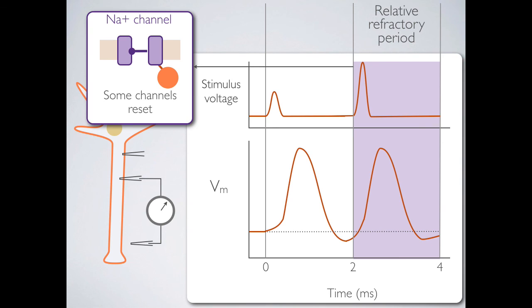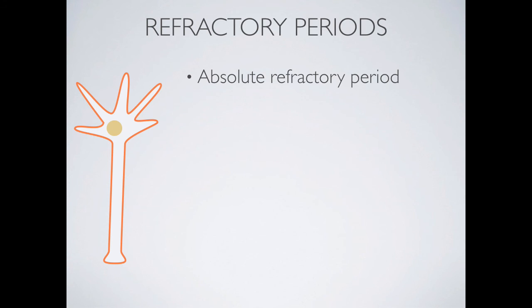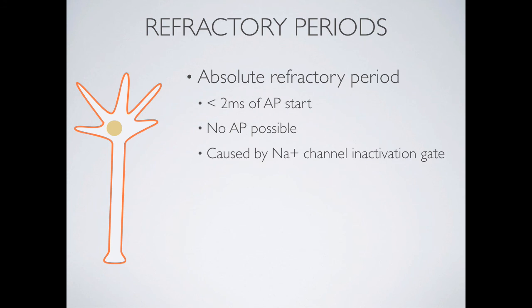So just to summarize the refractory periods, we have the absolute refractory period. It's in the first 2 milliseconds of an action potential. We cannot get a second action potential when that occurs, and it's caused by the inactivation gates of the voltage-gated sodium channels.